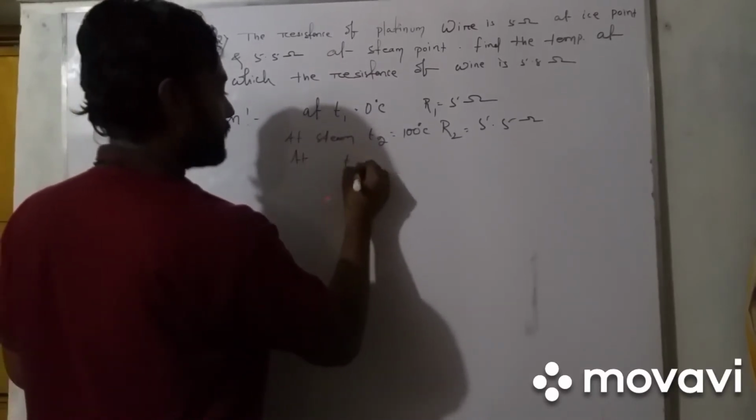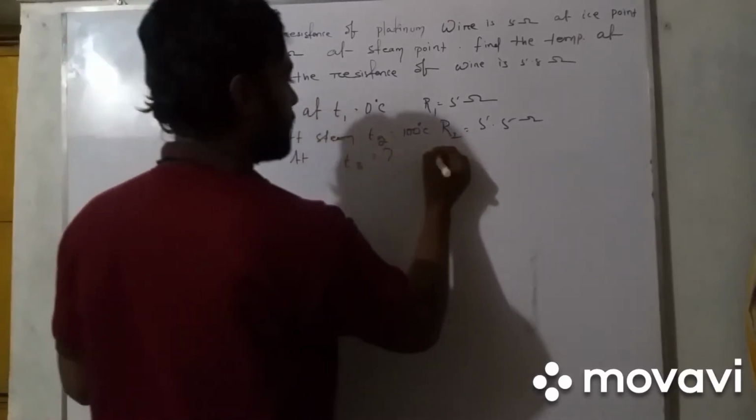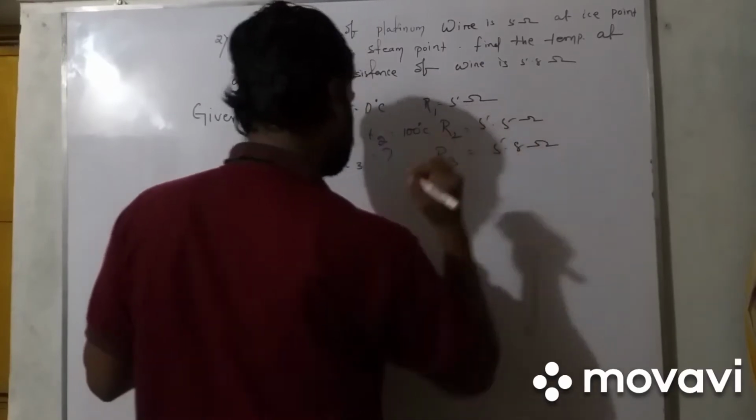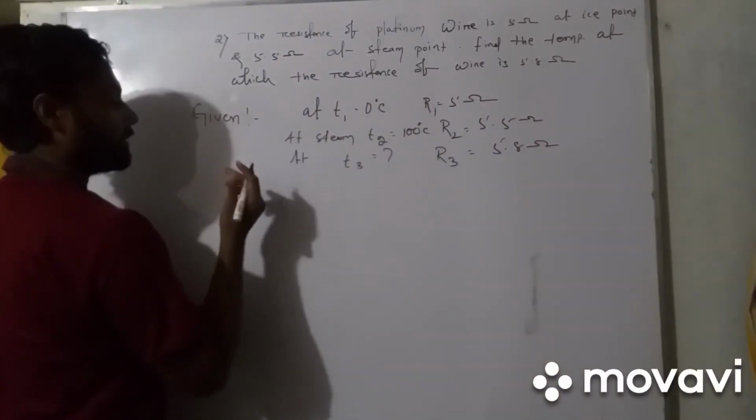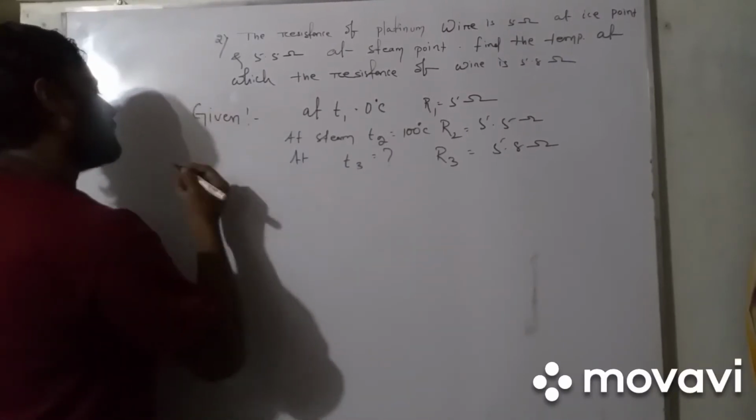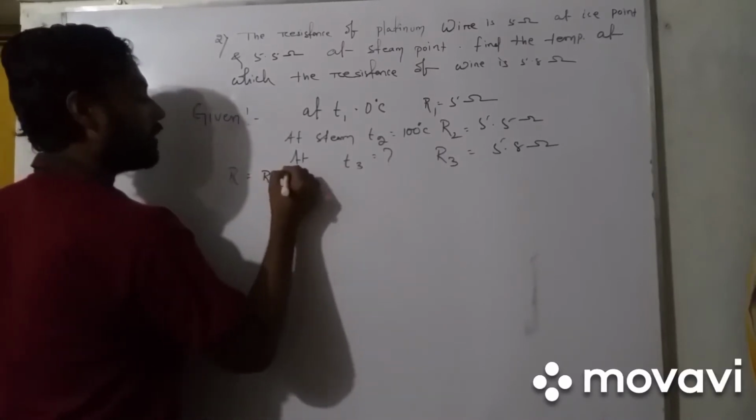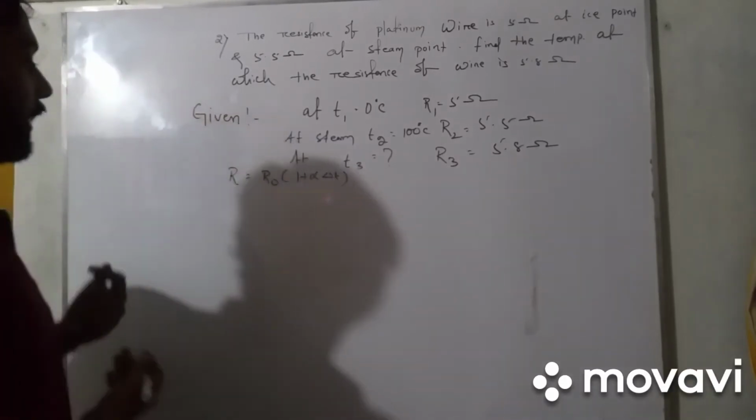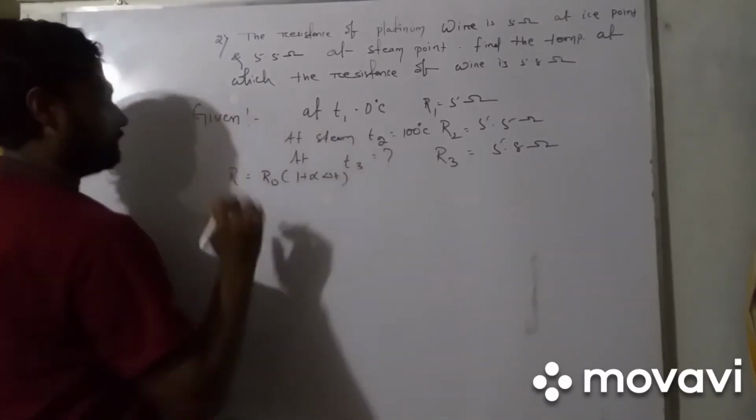At what temperature, that is T3, becomes the question. So that resistance R3 is given by 5.8 ohm. How to calculate? As we know the relation between temperature coefficient and resistance, that means R equals R0 into 1 plus alpha delta T. By using that formula we can derive that value.